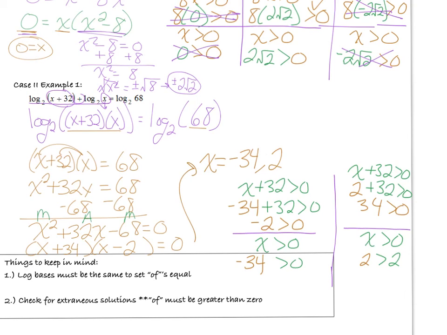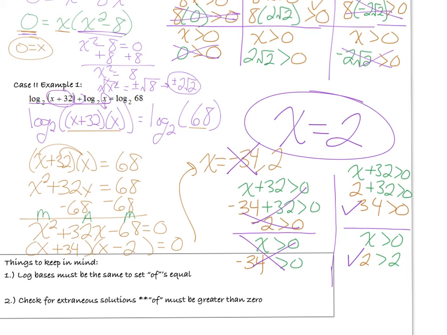So, very important that the log of has to be greater than 0. So as we see in this one, I end up with a negative 2 here and a negative 34 here, so that negative 34 does not work as a solution, but it works out in these two problems. So our answer here is x equals 2.